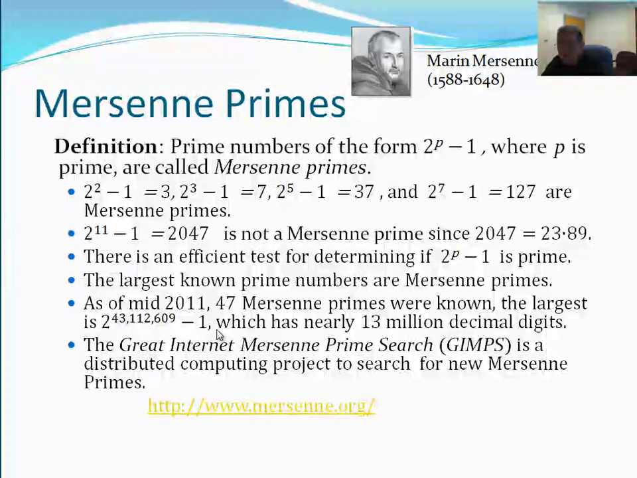Now, there is an efficient test for determining if 2 to the power of p minus 1 is prime, and the largest known prime numbers are Mersenne primes. As of mid-2011, 47 Mersenne primes were known. The largest is 2 to the power of 43 million minus 1, which has nearly 13 million decimal digits.